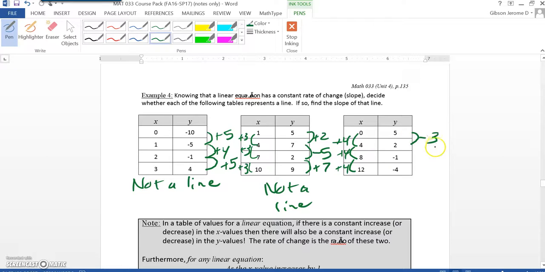5 to 2 is negative 3. 2 to negative 1 is negative 3. And negative 1 to negative 4 is negative 3. So this is consistent. So it is a line.